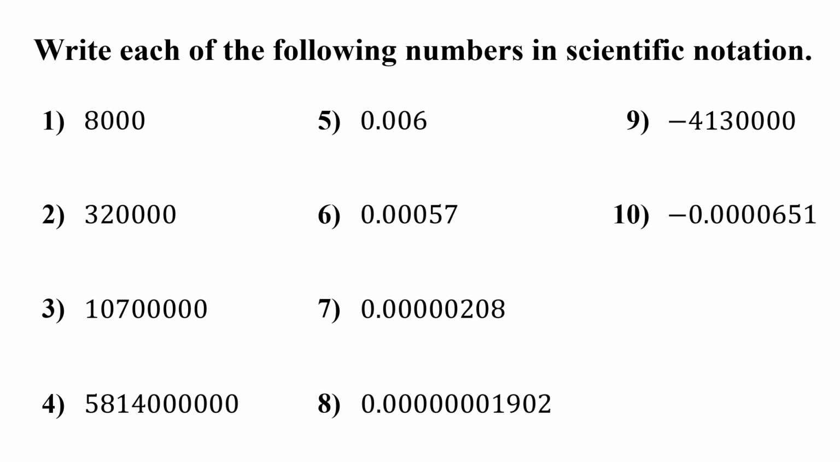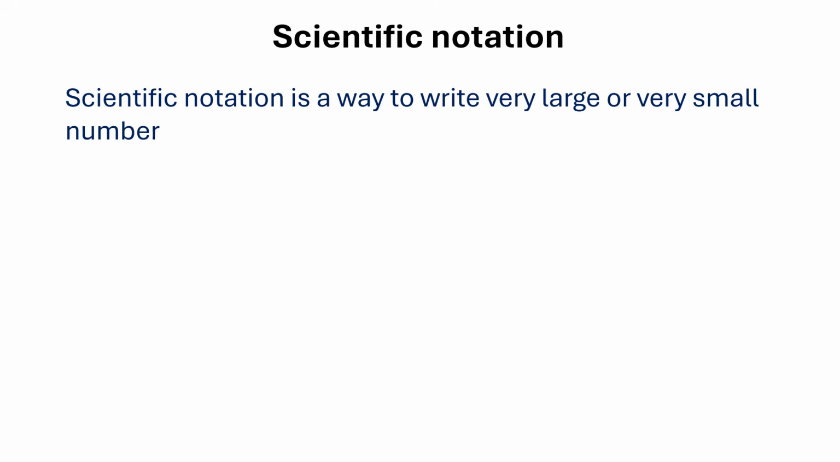In this lesson, you will learn how to convert numbers from standard form to scientific notation in just 2 steps. But first, what is scientific notation? Scientific notation is a way to write very large or very small numbers in a shorter form.